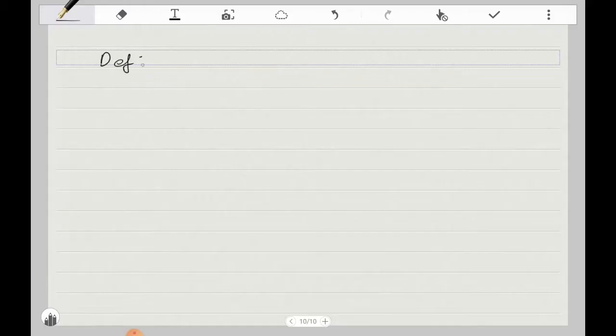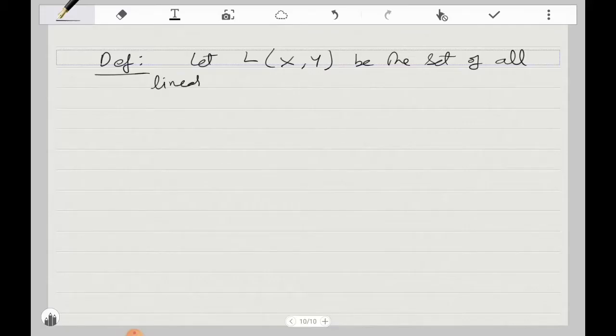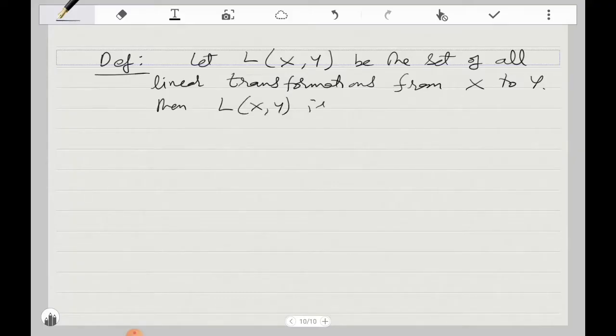So let's make some more definitions. Let L(X,Y) be the set of all linear transformations from X to Y. This itself becomes a vector space. Then L(X,Y) is a vector space.